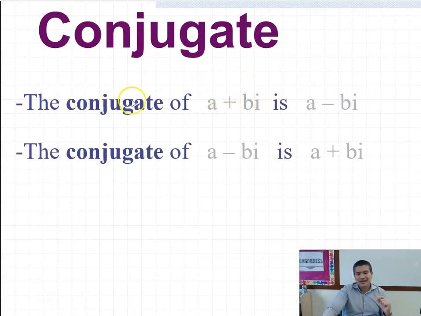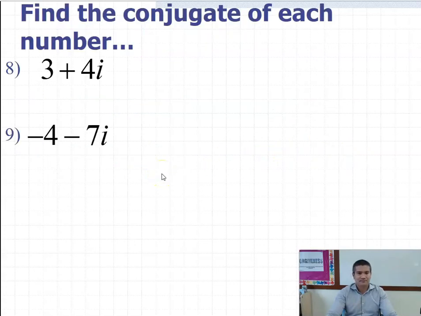The meaning of conjugate is the opposite sign of the operation of the given value. For example, a plus bi will give us a minus bi. If it is a minus bi, the conjugate is a plus bi. So we'll try some examples.